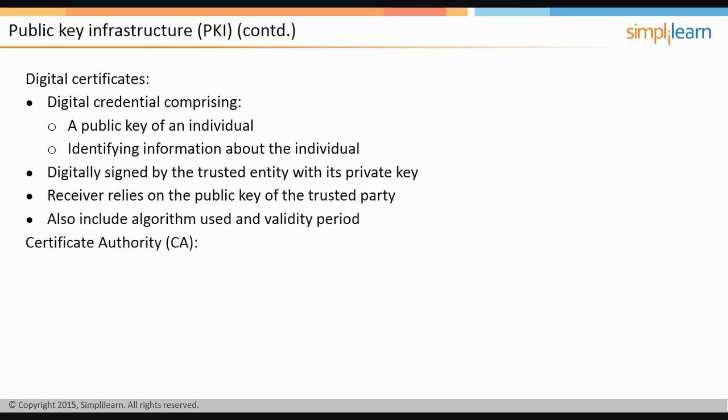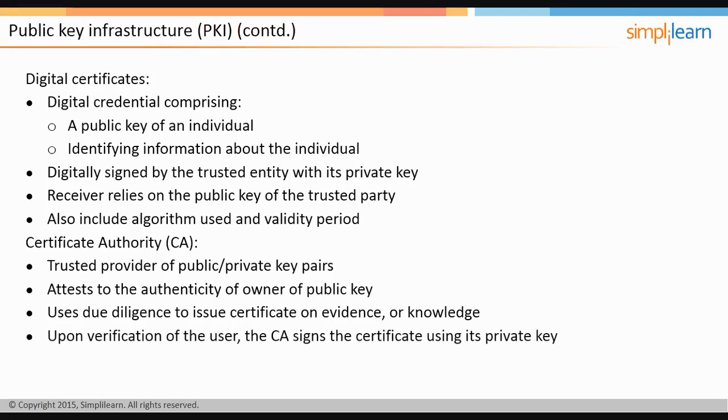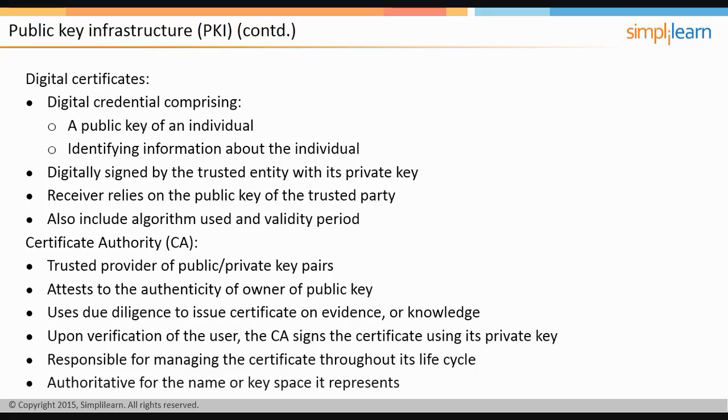Certificate authority, CA, is a trusted provider of public and private key pairs. It attests to the authenticity of the owner of the public key. It uses due diligence to issue a certificate on evidence or knowledge. Upon verification of the user, the CA signs the certificate using its private key. It is responsible for managing the certificate throughout its lifecycle and is authoritative for the name or key space it represents.